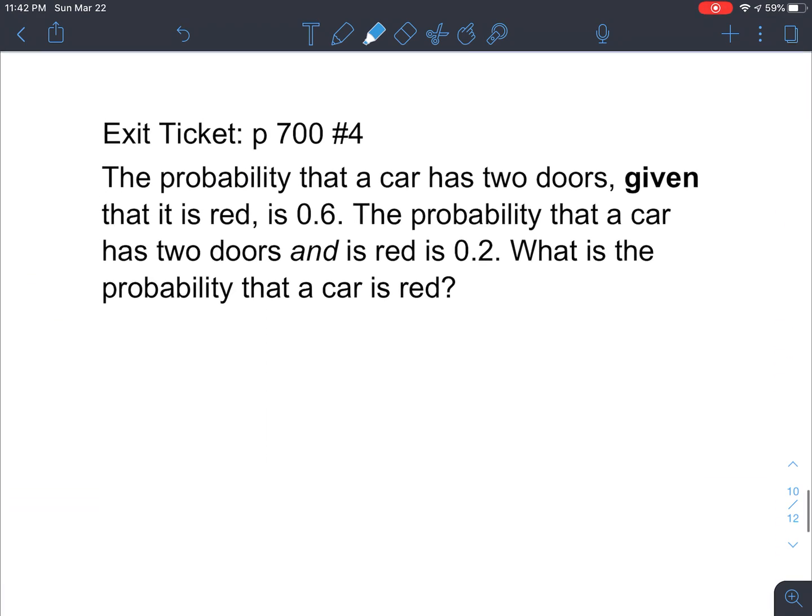Okay, when you have watched this video and you feel comfortable, I'm going to ask that you attempt this exit ticket and submit it to Edmodo. It is found on page 700, number 4. It states that the probability that a car has 2 doors, given that it is red, is 0.6. The probability that a car has 2 doors and is red is 0.2. What is the probability that a car is red?